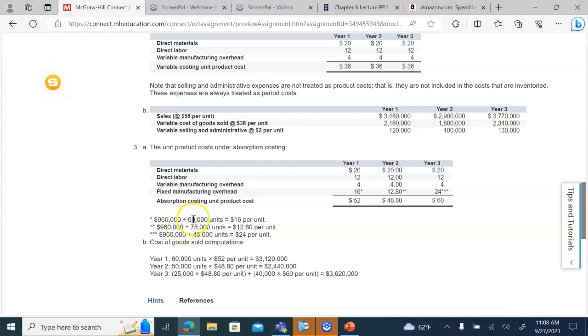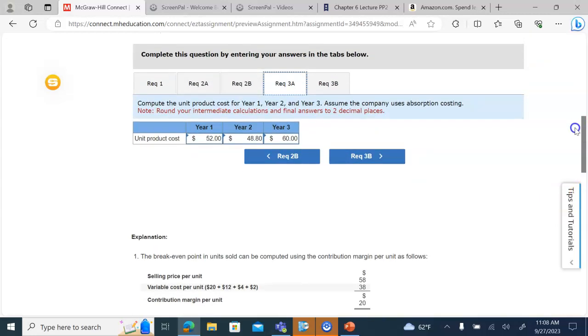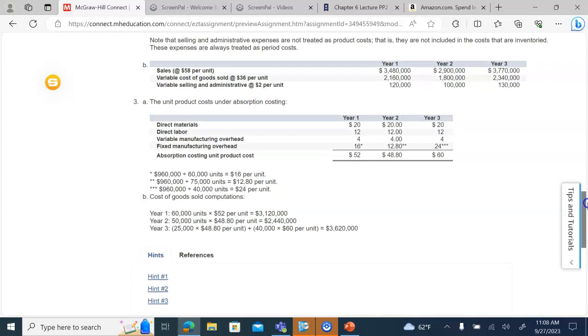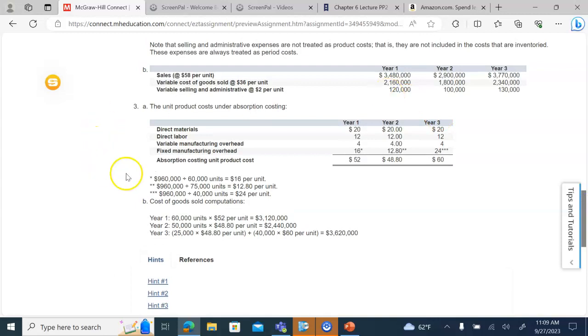960,000. In year 1, we manufactured 60,000 units. In year 2, we manufactured 75,000 units. And in year 3, did we only manufacture 40,000 units? Yep, it only produced 40,000. So we're just taking the amount of 960,000 in fixed each year divided by how many were produced to come up with how we will spread the fixed manufacturing overhead.